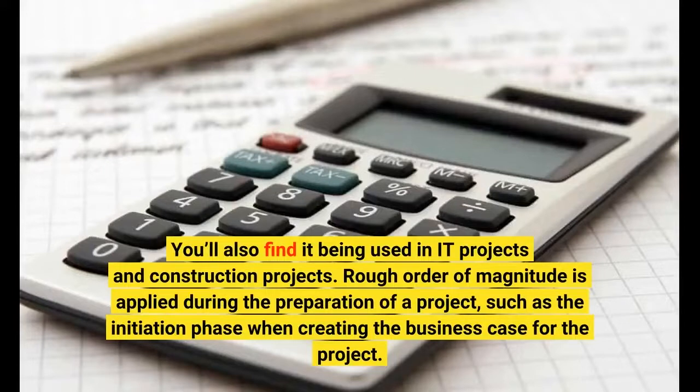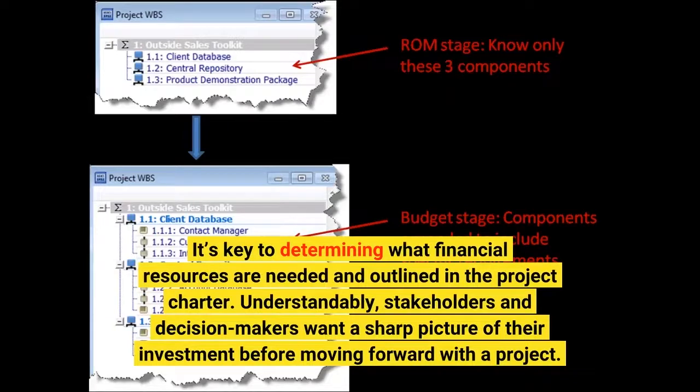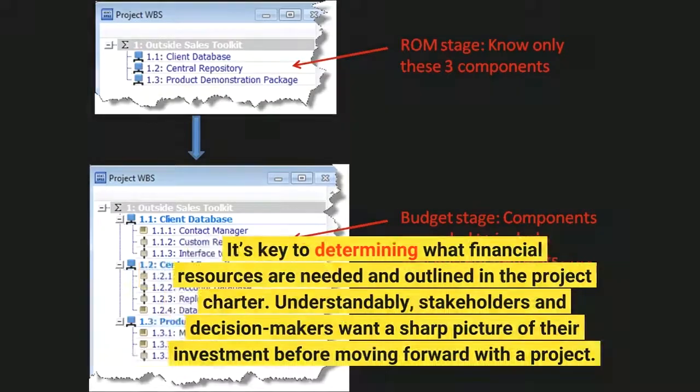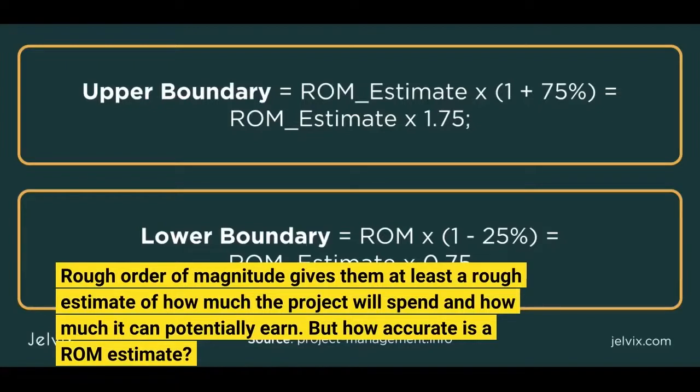Rough order of magnitude is applied during the preparation of a project, such as the initiation phase when creating the business case for the project. It's key to determining what financial resources are needed and outlined in the project charter. Understandably, stakeholders and decision makers want a sharp picture of their investment before moving forward with a project. Rough order of magnitude gives them at least a rough estimate of how much the project will spend and how much it can potentially earn.